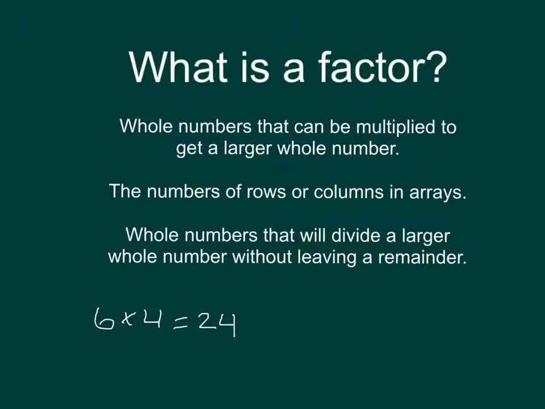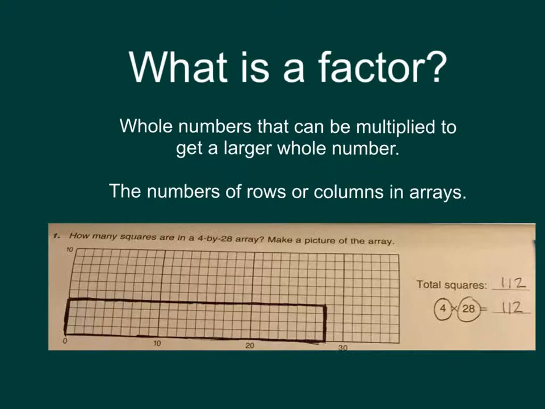I can also think about factors as the numbers of rows or columns in arrays. For example, when I think about the array work I did yesterday, the number 4 and 28 are factors of 112. They represent the number of rows and the number of columns I had in my array.